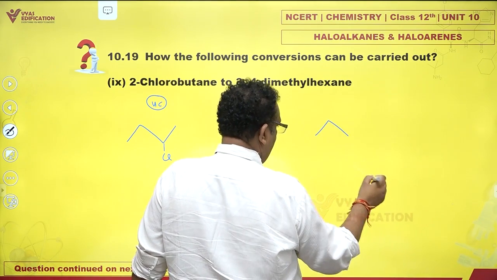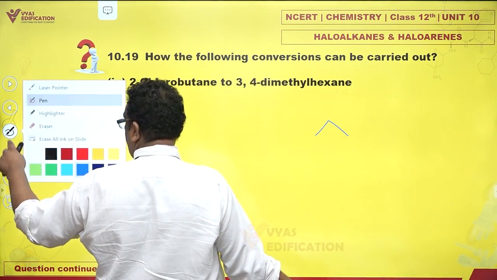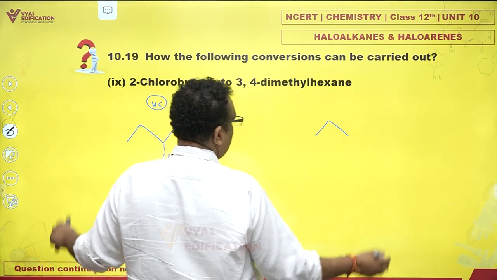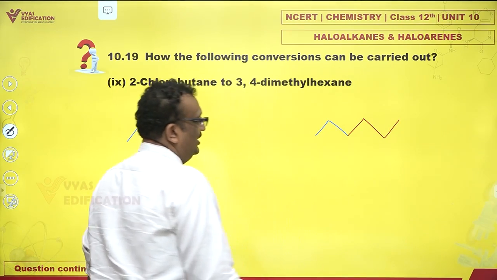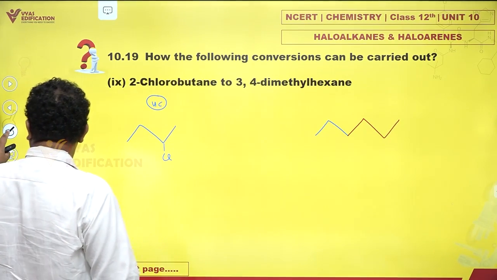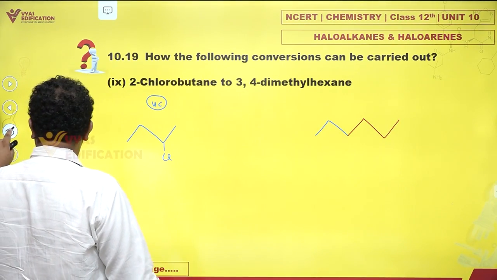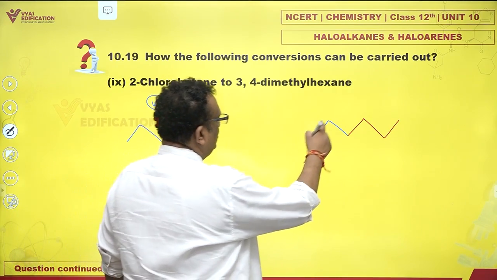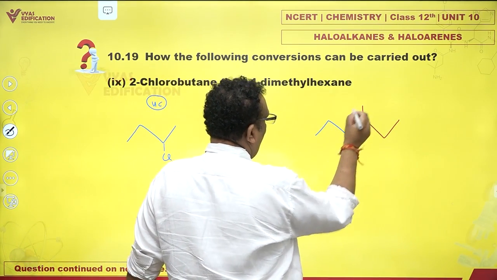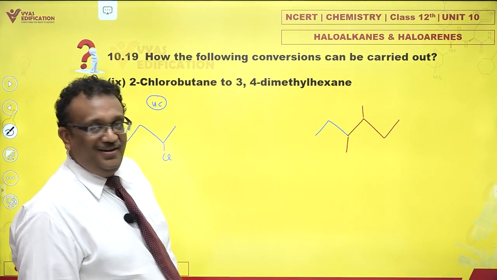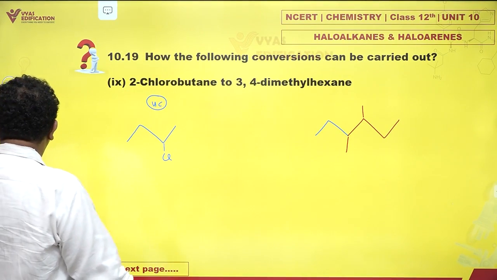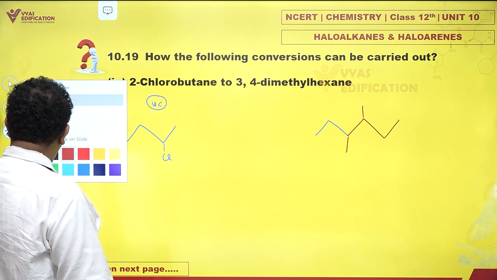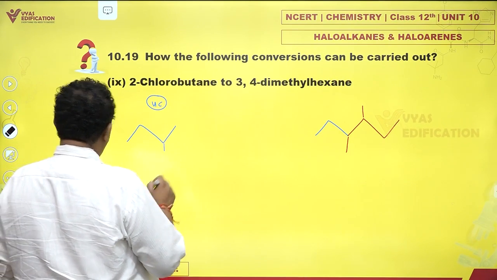1, 2, 3. And now we have 4, 5, 6. Yes. And if you notice carefully, we have 1, 2, 3, 4 dimethylhexane. If you just care to see, yes. Can you see the same thing which I am seeing? We don't know, sir, what you're seeing.